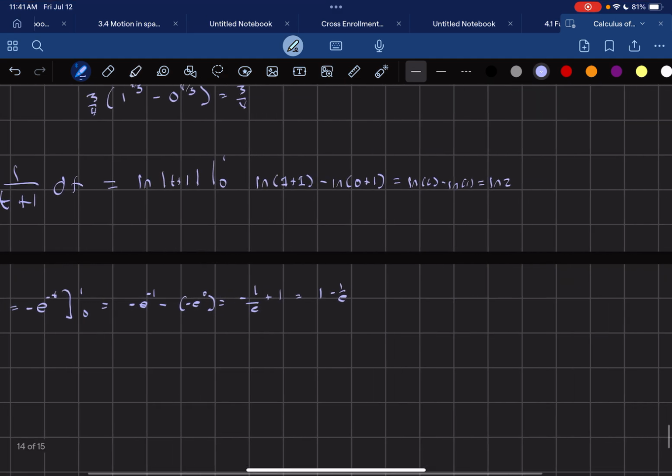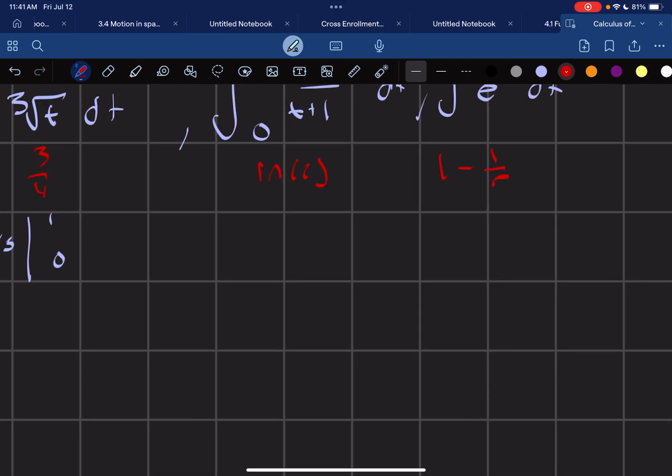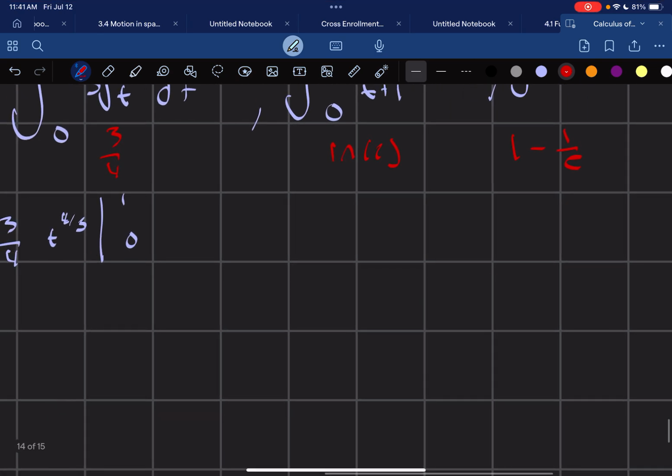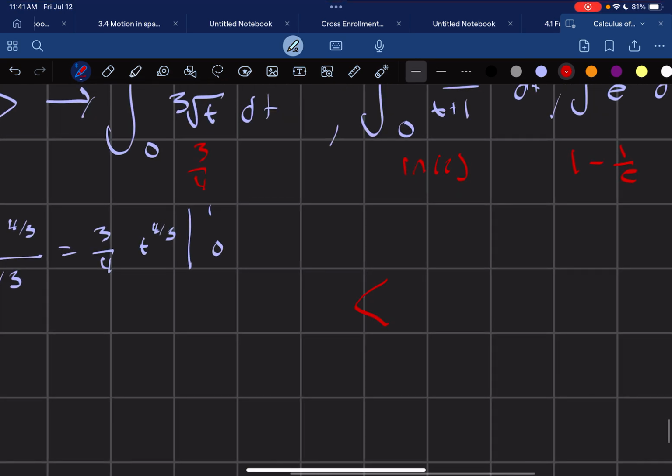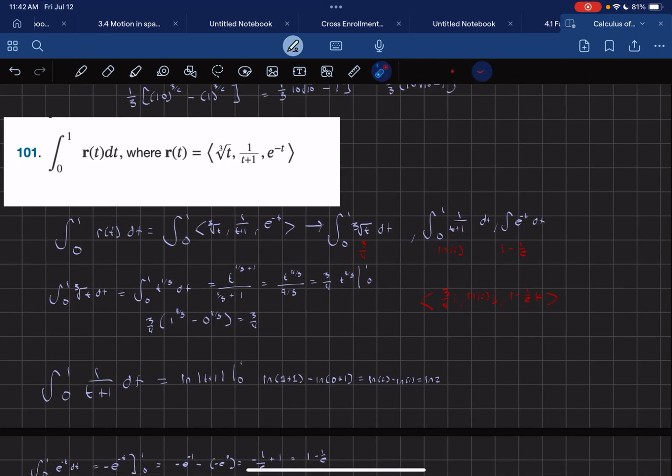So combining everything, 1 minus 1 over e, the answer for this integral is 3/4 i plus ln of 2 j plus 1 minus 1 over e k. So yay.